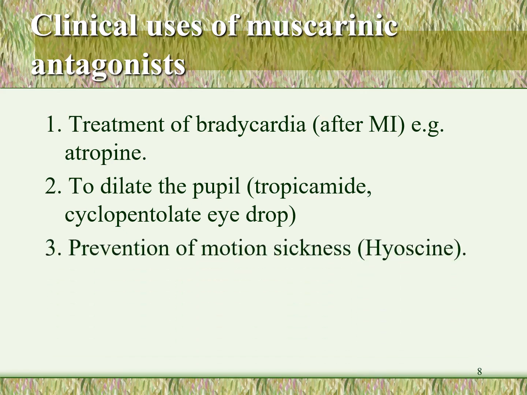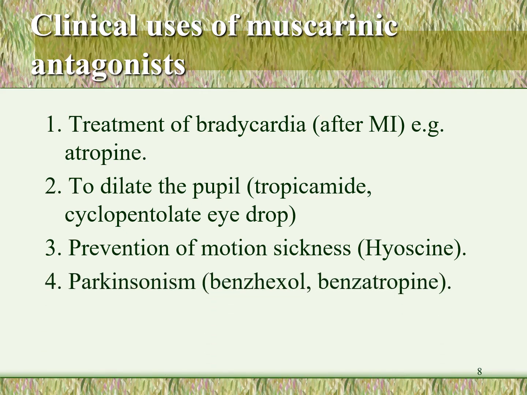The third clinical use of antimuscarinic drugs, which is commonly used, is to prevent motion sickness, especially with hyoscine, scopolamine. Some individuals suffer from motion sickness when they travel, for example on a ship, on the seas, surrounded by water. They will suffer from nausea, vomiting and vertigo. So to prevent this, hyoscine is very effective and can be used one day before the planned travel day. These are CNS effects.